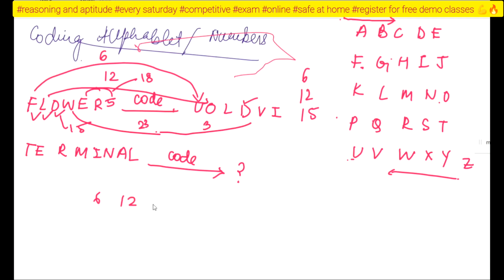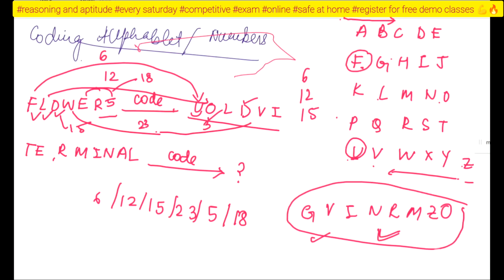6, 12, 15, 23, then 23, after that 5, and then 18. So travel this way. If T is going from the front, then you have to go this way only. Travel, and this will be your answer.